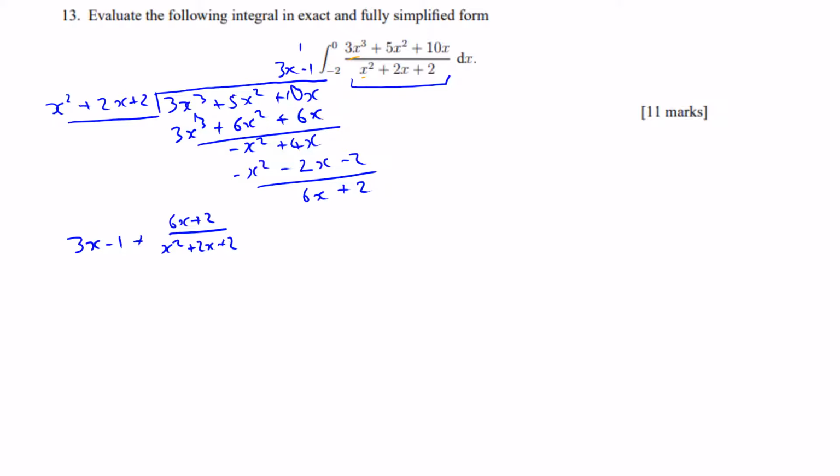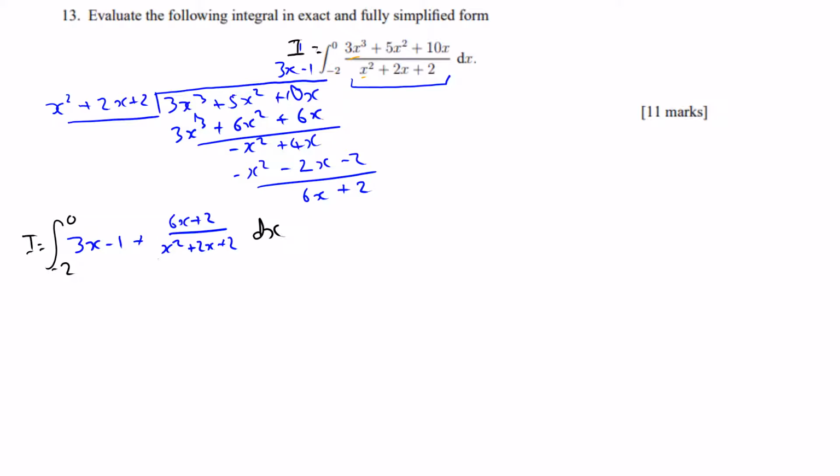And if we say that our integral is called I, then I is equal to the integral from -2 to 0 of this expression. So we've now got this 3x minus 1, which we can integrate, but we've got this quotient left, 6x plus 2 over x squared plus 2x plus 2, that we can't integrate, at least not yet.